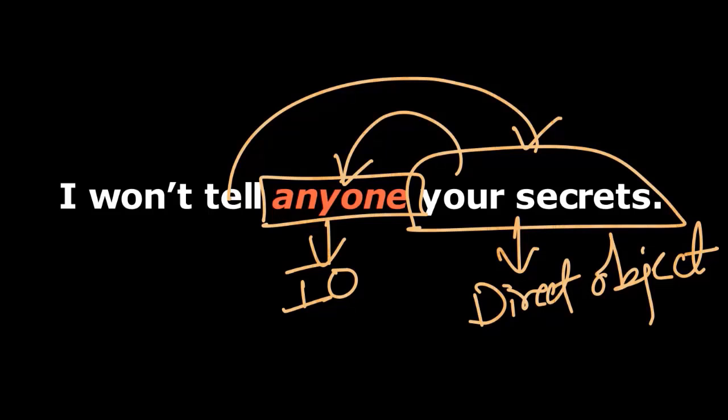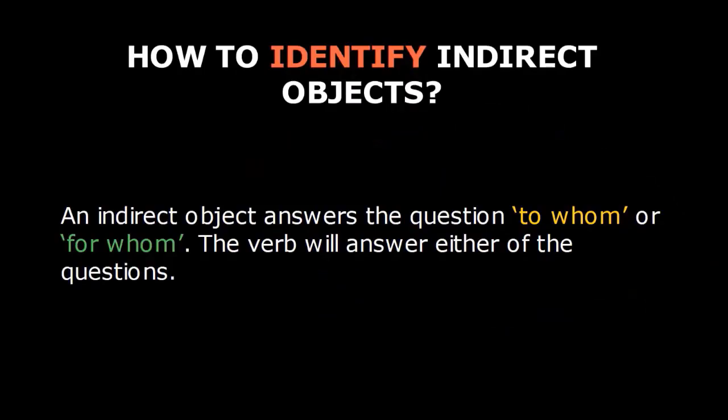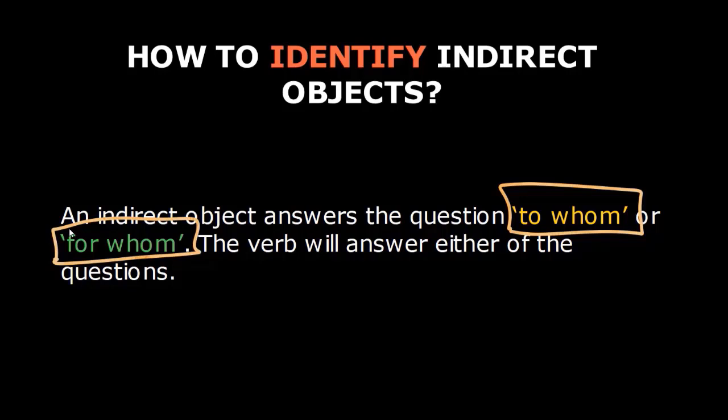We've just seen that. Now, how to identify an indirect object in a sentence? That's a very valid question. You should know it. It's very, very simple, guys. All you have to do is ask the question to whom or for whom to the main verb, and the answer to the question will be your indirect object, if there is an answer, right?